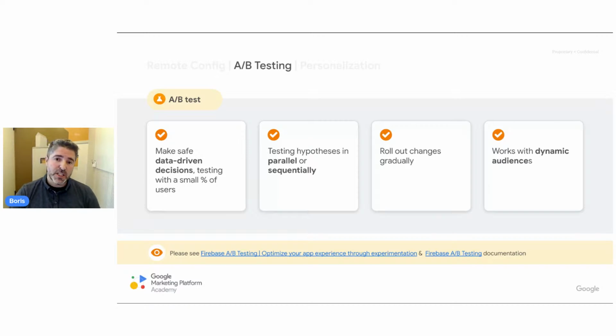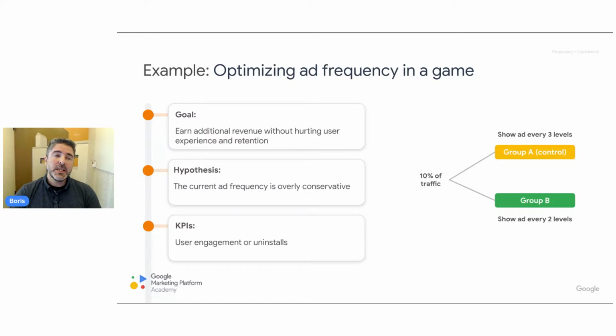The A/B testing feature is flexible, and we can base it on dynamic audiences. A classical use case would be ad frequency optimization. Since we talk about ads, let's talk about ad frequency. For example, a game. Let's say our goal is to earn additional revenue without hurting user experience or retention.